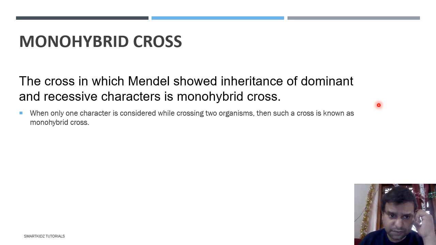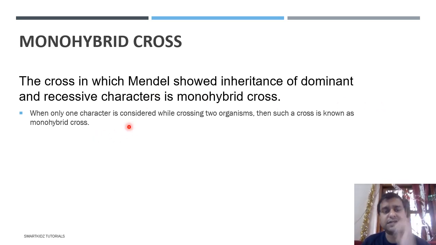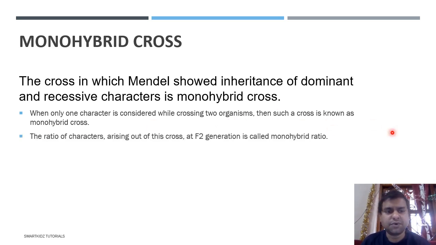So when only one character is considered while crossing two organisms, then such a cross is known as the monohybrid cross. Now the ratio of characters. At the end of the F2 generation we got three tall plants and one short plant. So the ratio would be 3 is to 1, three tall plants to one short. That ratio is called the monohybrid ratio.